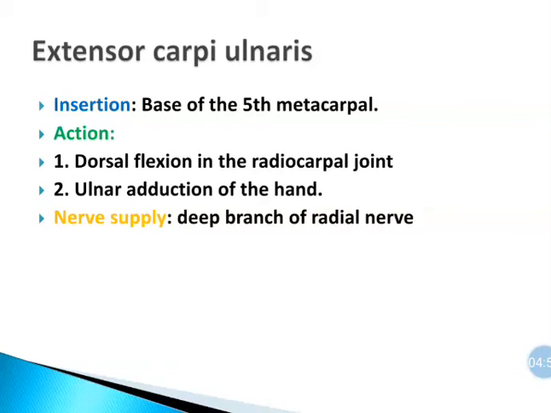Extensor carpi ulnaris. This muscle is inserted into the base of the fifth metacarpal. Its action: dorsiflexion of the radiocarpal joint and ulnar adduction of the hand. The nerve supply is the deep branch of the radial nerve.